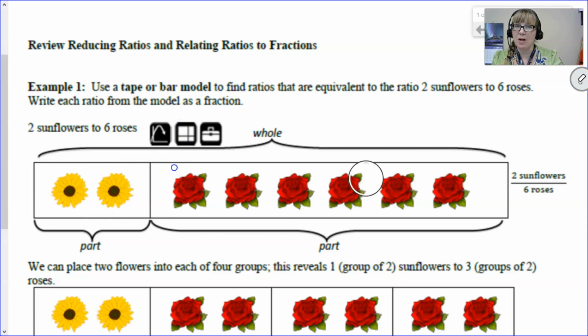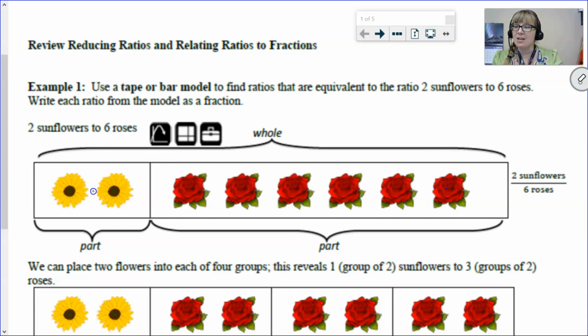Notice that the work already is done for us. This first example is done so that later on, when I ask you to use a model, you'll know exactly what's expected of you. Let's review and understand the things that we are seeing. We can see that we have 2 sunflowers and 6 roses pictured. Notice that they did draw images. In the future, you can draw images, but they can be very simple. You don't have to make them quite as extravagant as these pictures are.